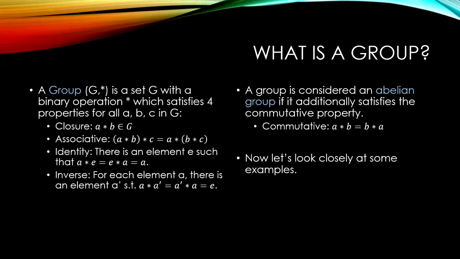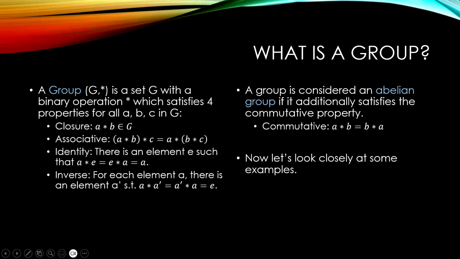As a refresher, what is a group? A group is a set G with a binary operation star, which satisfies four properties for all A, B, and C in G. It must satisfy the closure property, which means A star B must be in the group. It must be associative: (A star B) star C must equal A star (B star C), and it does not matter which pair you do first. There must be an element called the identity element, such that A star E is equal to A, or E star A is equal to A.